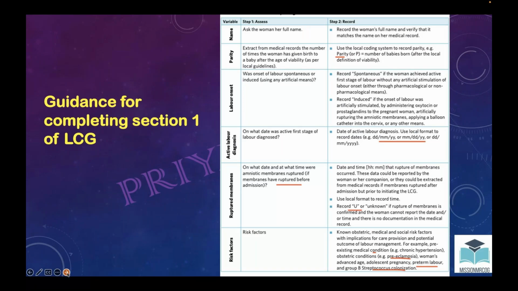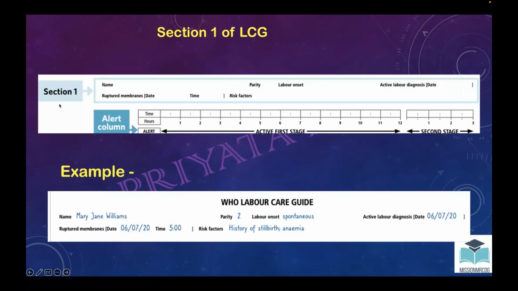Now this was the section we were looking at, and this is the example of section number 1. You can see name of patient, parity, labor onset. Now it is spontaneous. Okay, then active labor diagnosis, so this is the date of it. Then ruptured membrane, the patient remembers the date and time, so it is written. But if they don't know, then we have to write U. Okay, and risk factors are also given. So this is the example for this part. This is the easy one. Then you come to another.